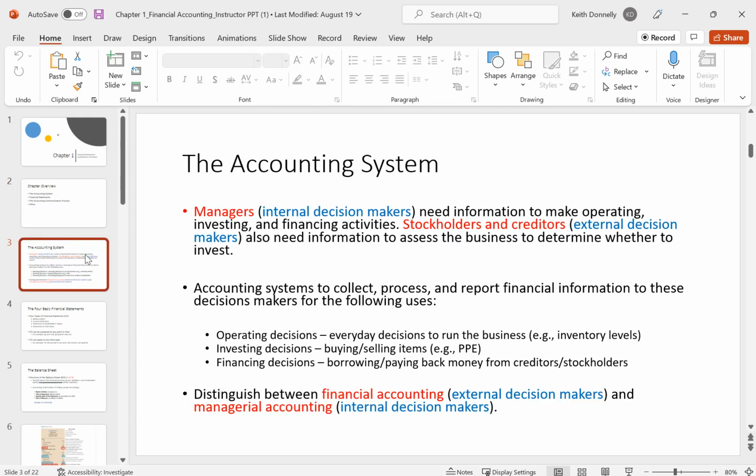So when we talk about financial accounting, we're talking about financial statements. And in this case, what we care about are external users of a business. That is to say, things like investors, lenders, and creditors.